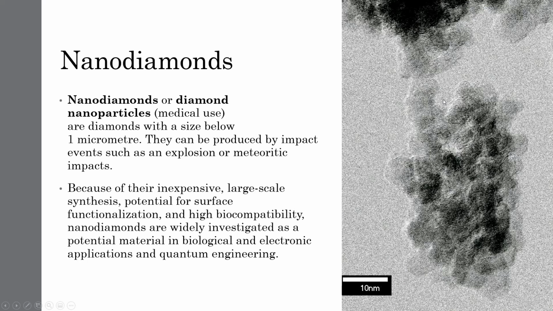And lastly, I'd like to talk about nanodiamonds. As we see here in the picture, nanodiamonds or diamond nanoparticles in medical use are diamonds with a size below 1 micrometer. They can be produced by impact events such as an explosion or meteoritic impacts. And the first place they found it was a nuclear explosion event. Because of their inexpensive large-scale synthesis, potential for surface functionalization, and high biocompatibility, nanodiamonds are widely investigated as a potential material in biological and electronic applications, and quantum engineering.